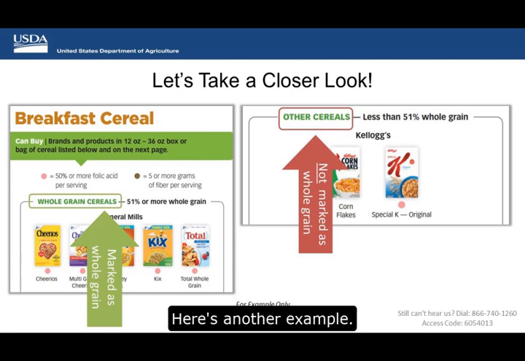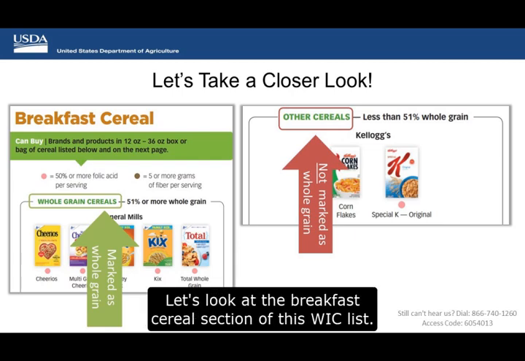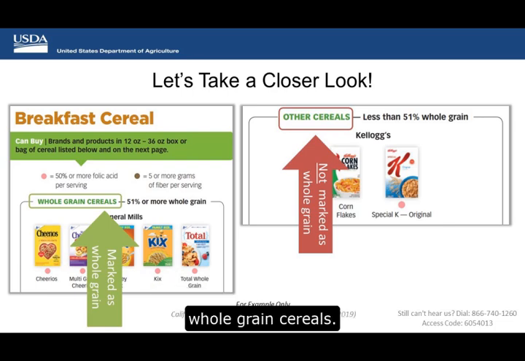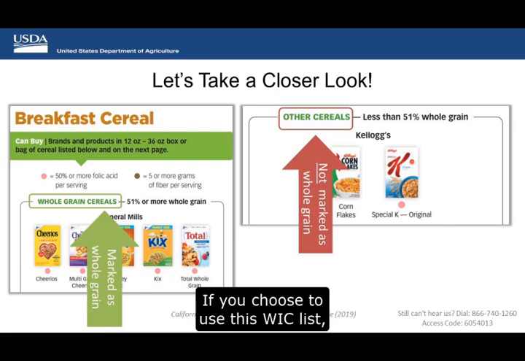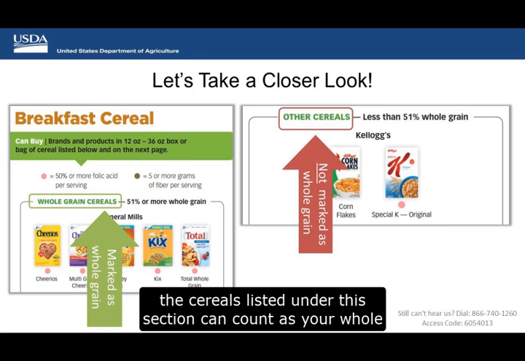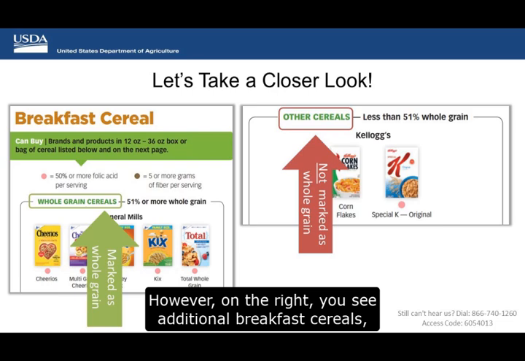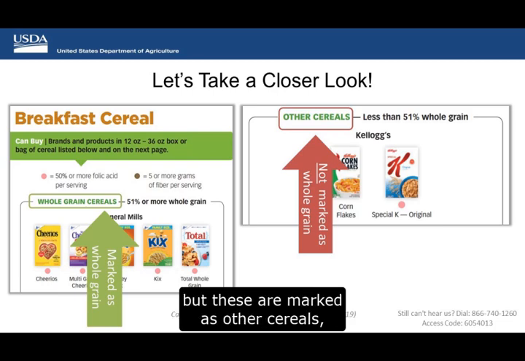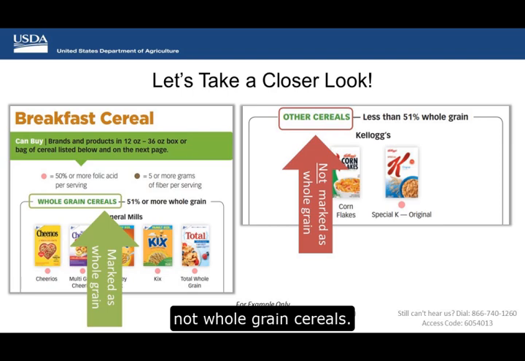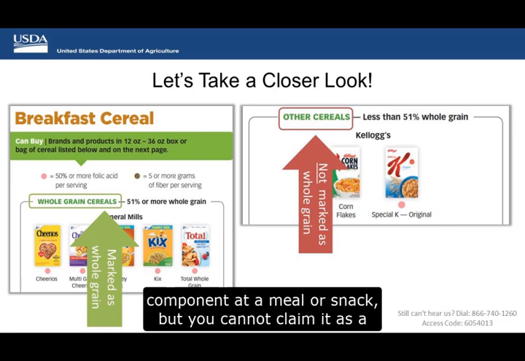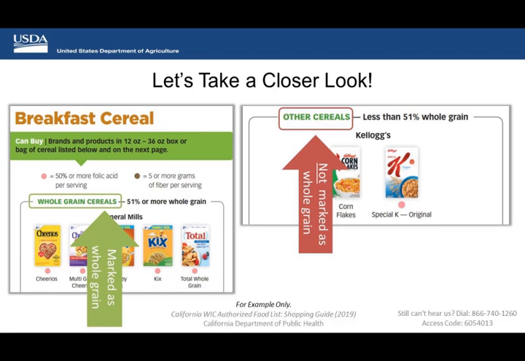Okay, so here's another example, and let's look at the breakfast cereal section of this WIC list. On the left, the breakfast cereals listed are marked as whole grain cereals. If you choose to use this WIC list, the cereals listed under this section can count as your whole grain rich item. However, on the right, you see additional breakfast cereals, but these are marked as other cereals, not whole grain cereals. If you choose to use this WIC list, you can serve these breakfast cereals to fulfill the grains component at a meal or snack, but you cannot claim it as a whole grain rich item for that day.